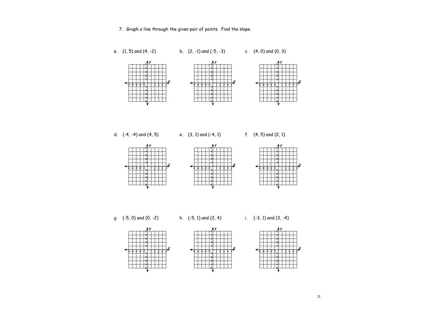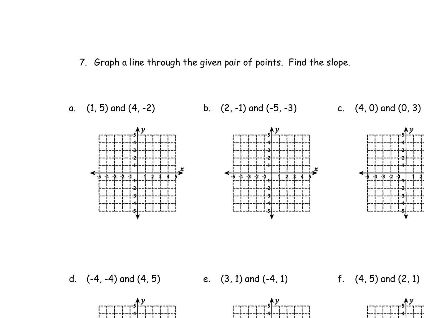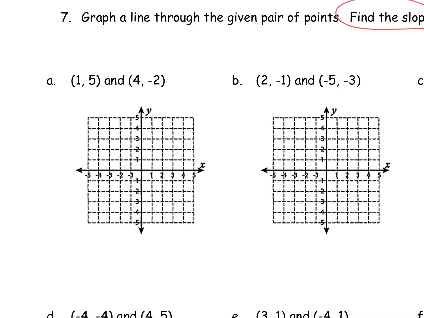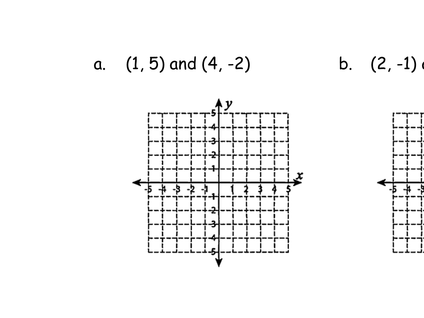So if we take a look at question number 7, we'll do 2 of them. So I'm just going to blow this up. It says for you to graph a line through the given pair of points, and then our goal in the end is to find the slope. We're going to count the slope instead of using the slope formula. So I'm going to blow that up just a tad bit more. Actually, I'll go even bigger for this one question.